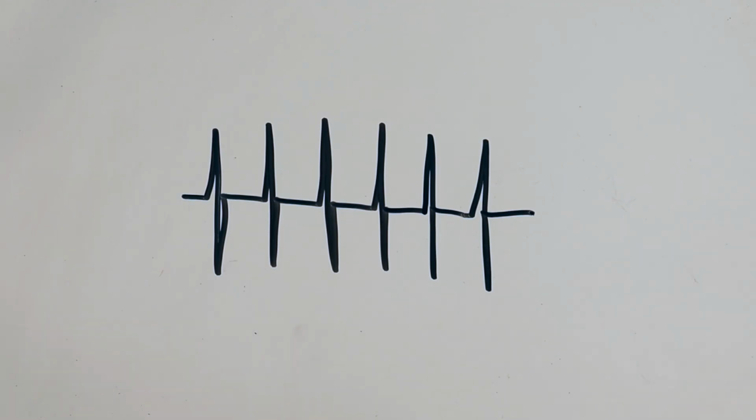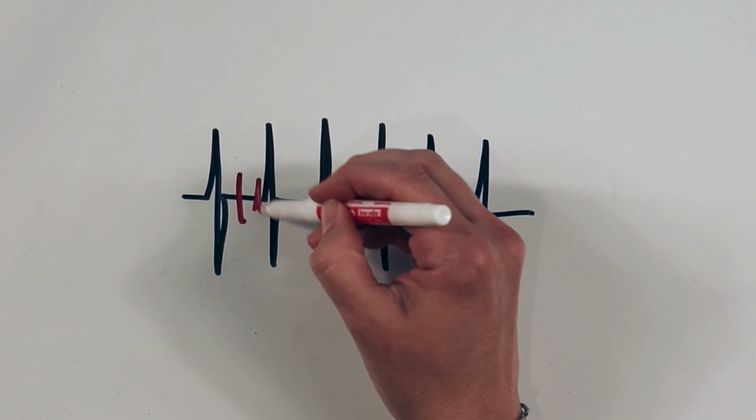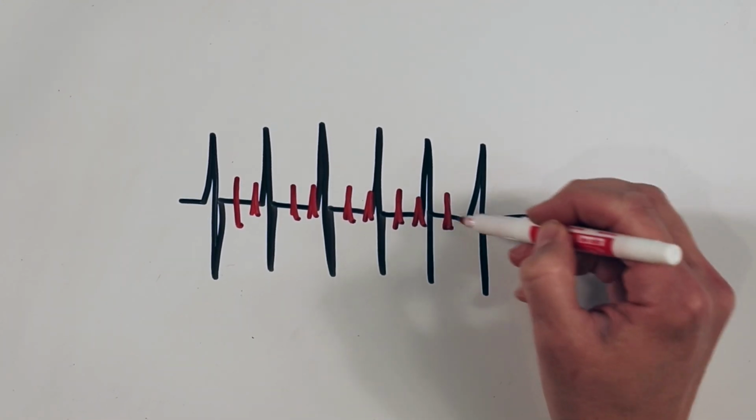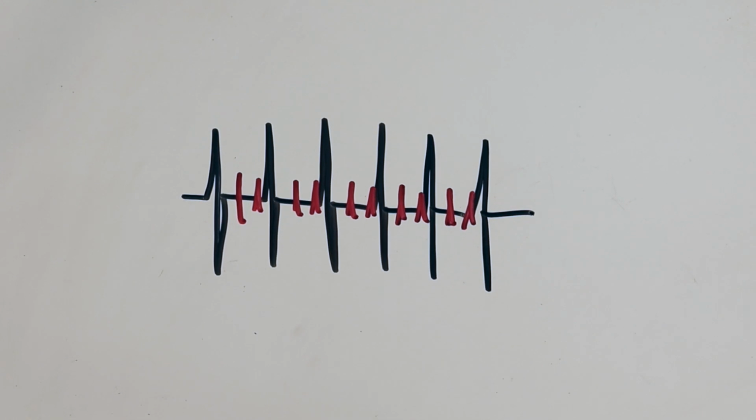The last tracing I want to show, I don't actually have an example of, but it's something like this. Fast, narrow QRSs with 2 or 3 P waves between them at regular intervals. This is atrial flutter with 2-to-1 conduction through the AV node.